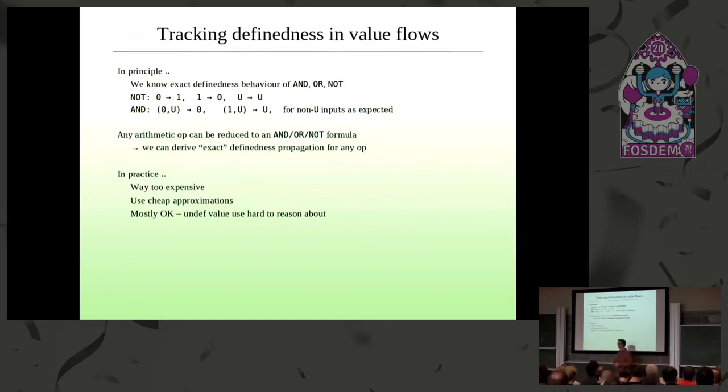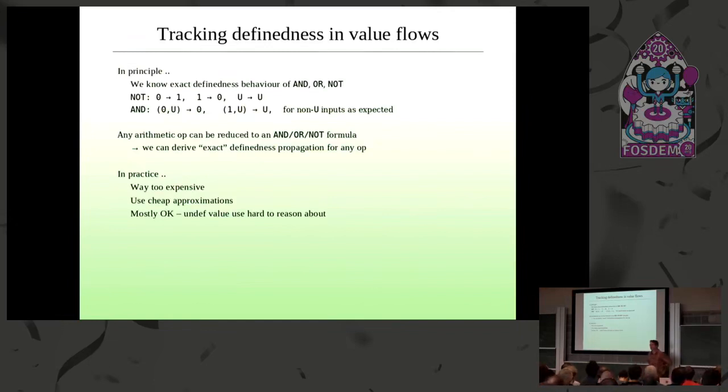So we could actually, in principle, derive the exact definedness behavior for all sorts of operations like comparisons and subtractions and whatever from these three rules. I would say that exclusive OR is a bit of an exception, but that's out of the picture. But in practice, it's completely infeasible, so infeasibly expensive.